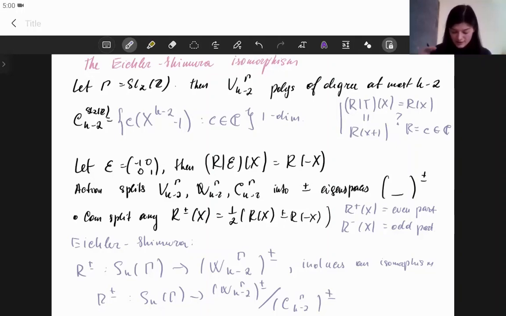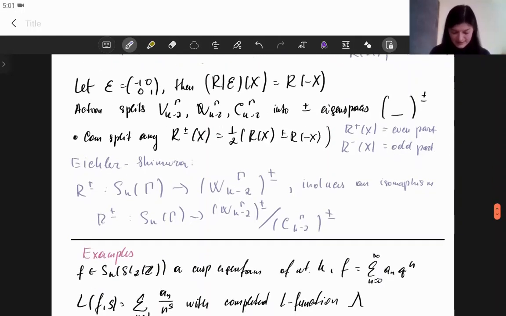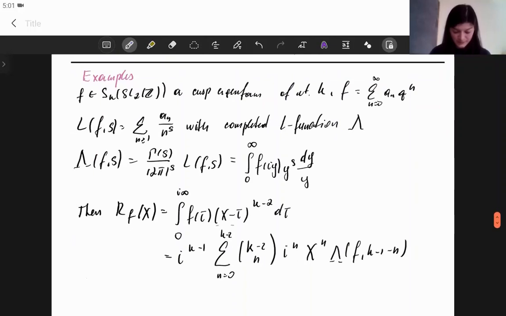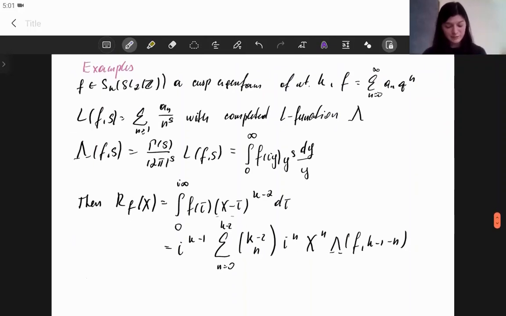Okay, so with that aside, let's talk about some examples of actually computing some period polynomials. Let's take F to be a cusp form of weight k with the following Fourier expansion. It has an L-series associated to it. To the L-series, we have a completed L-function lambda, which we can also see in the form of the following integral.